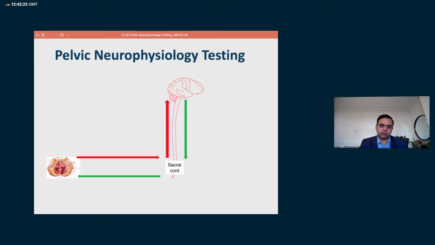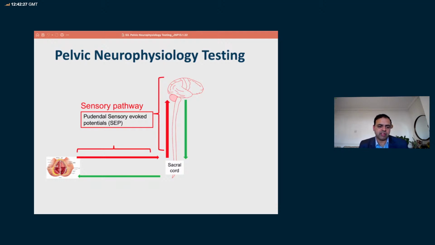So if the clinical question is to study the sensory pathways, then you have one test that can assess both the peripheral and the central sensory pathways, and that's the sensory evoked potential studies, such as the pudendal sensory evoked potentials. Now, if the question is whether there is a lesion affecting the peripheral sensory pathways, then one might perform a test such as a dorsal penile nerve conduction in a male patient.